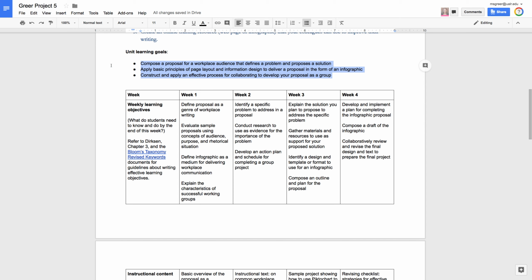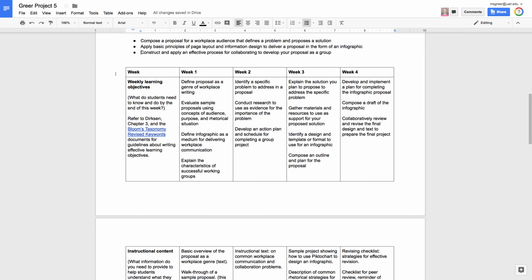Number 2, apply basic principles of page layout and information design to deliver the proposal in the form of an infographic. So that second bullet point, that learning goal, gets at the multimodality part, that we are doing a proposal based in the principles of layout and information design to deliver it as an infographic, not a straight text document. And third, construct and apply an effective process for collaborating to develop your proposal as a group. So that's the group collaboration piece. So those are the 3 main learning goals.